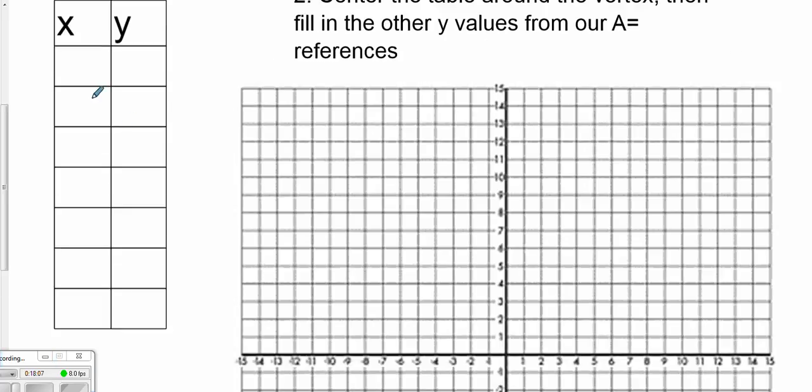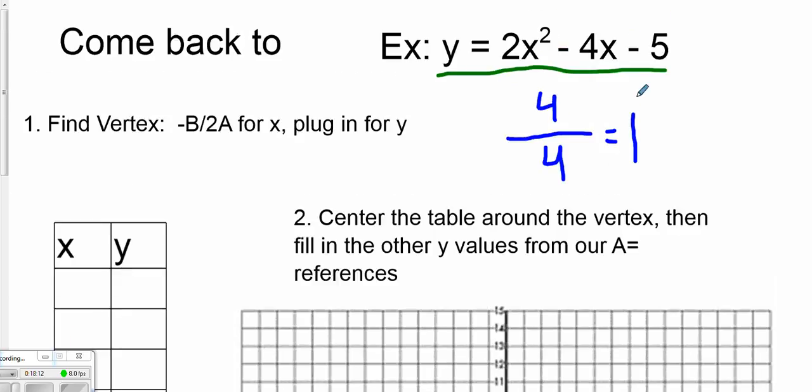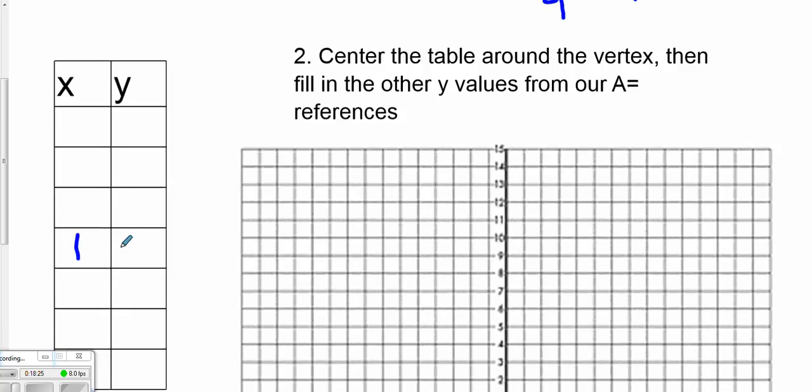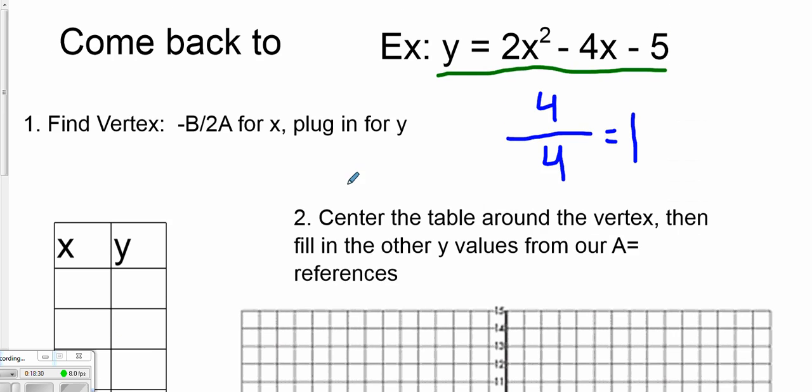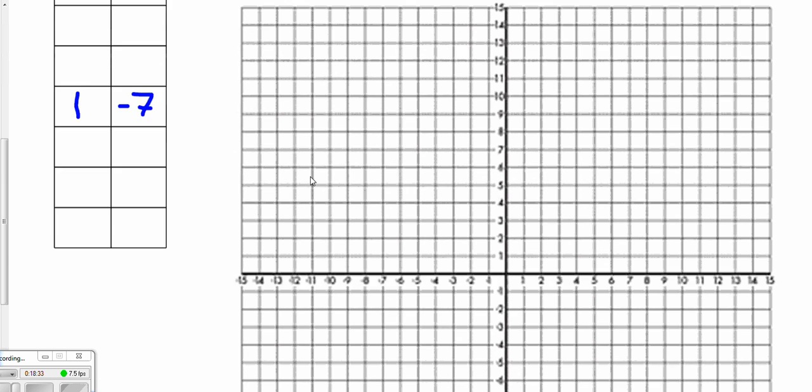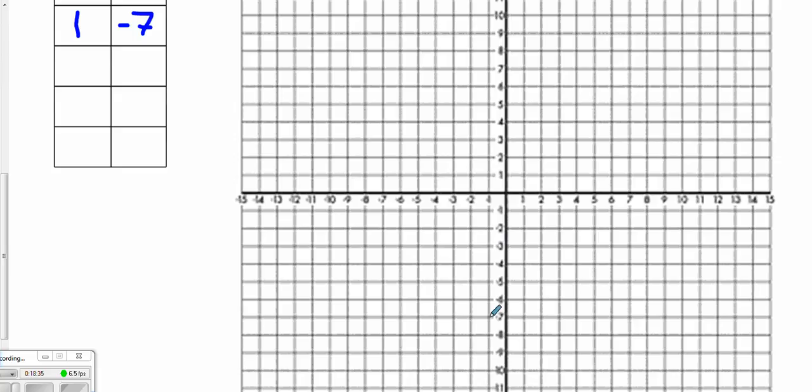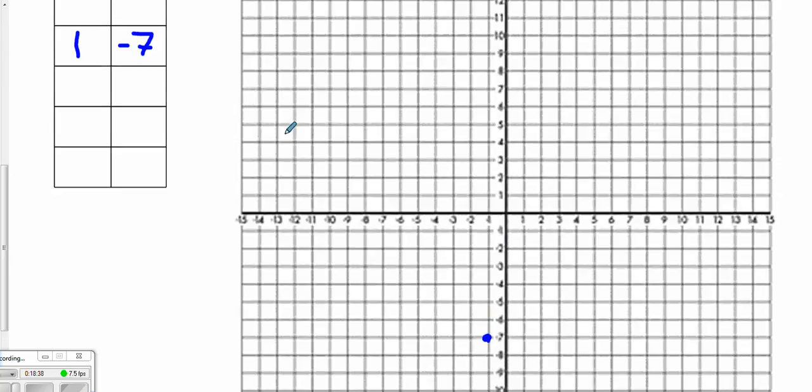So when we make our table, we want to make sure it is centered around 1. Let's plug 1 back in here. 1 squared is 1, times 2 is 2. 4 times 1 is 4. So 2 minus 4 is negative 2. Minus 5 is a negative 7. So this is going to be our vertex. We are at positive 1, negative 7. My bad.